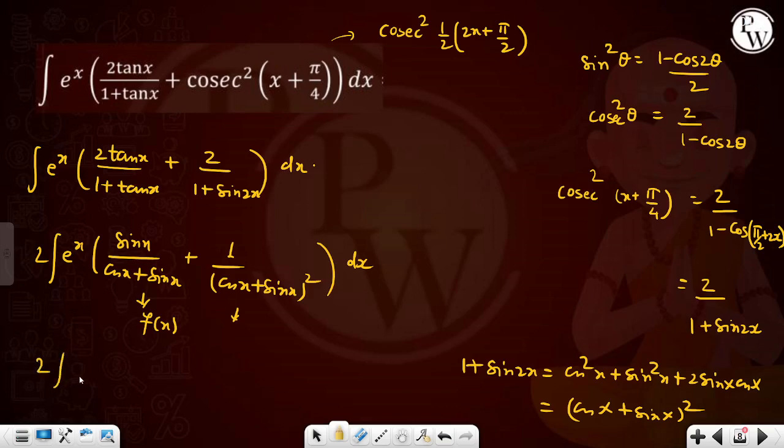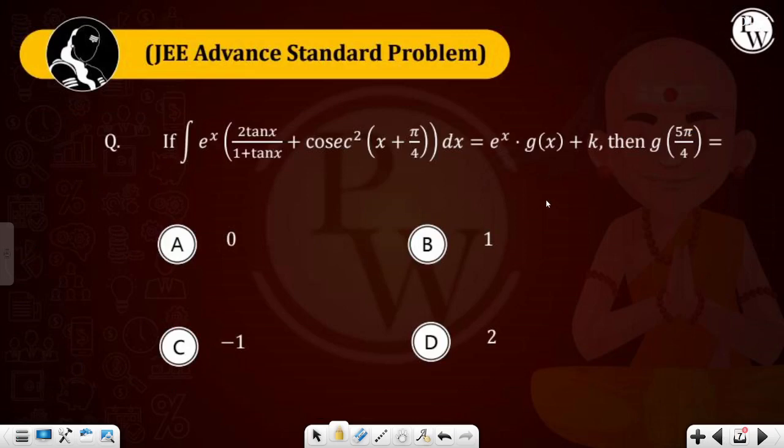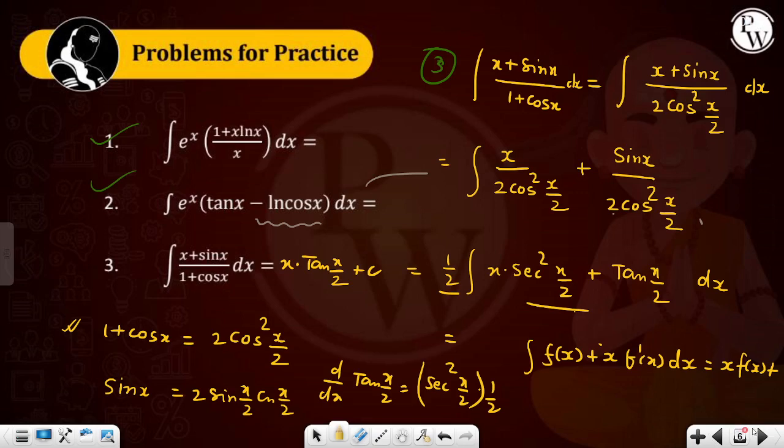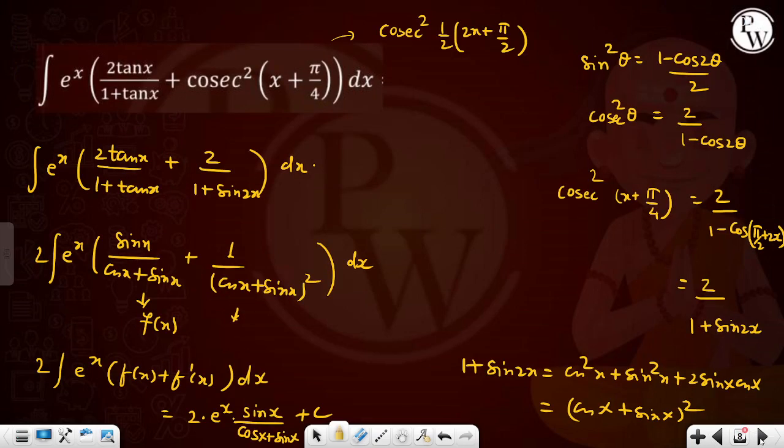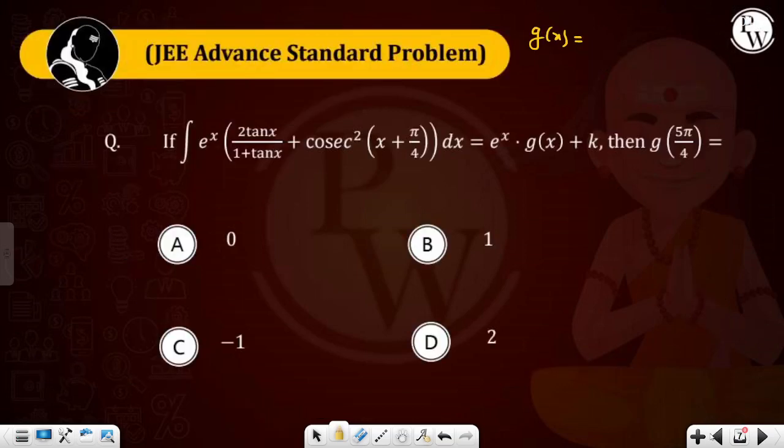So it has been set in our agenda, that is the integration of e to the power x times (f of x plus f dash x) will be e to the power x into f of x. So f of x is this, so 2 into e to the power x. Now it is g of x plus k, so e to the power x into g of x. So if we compare, g of x will be sin x upon cos x plus sin x.